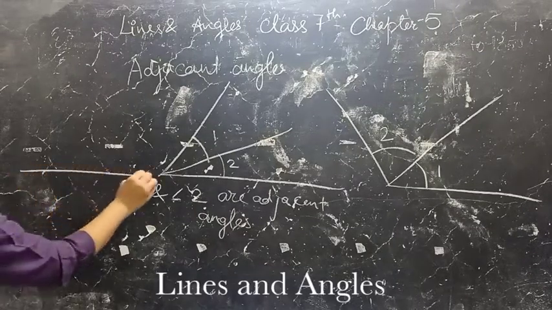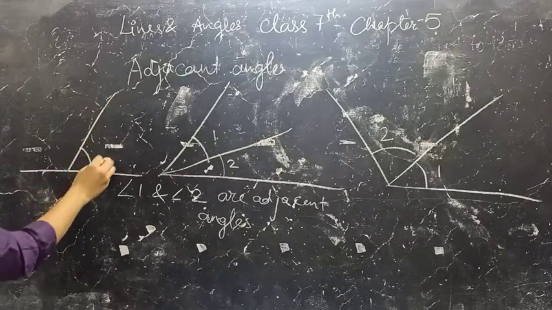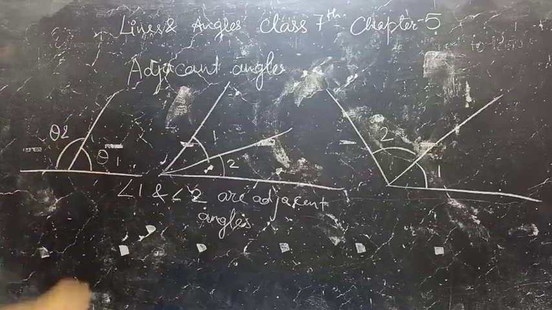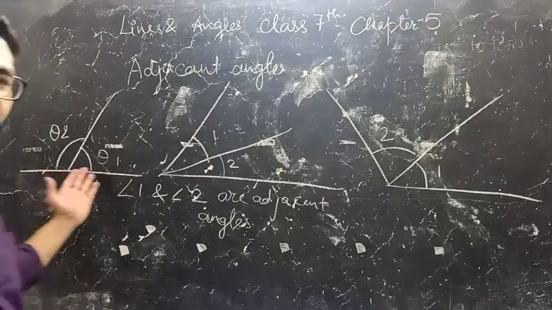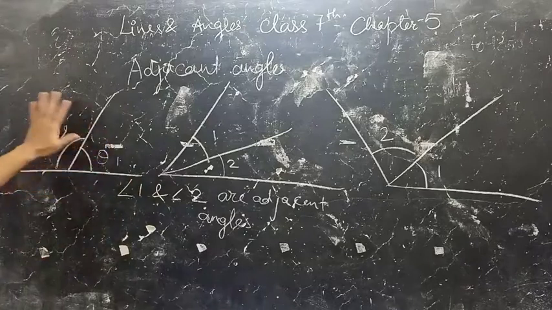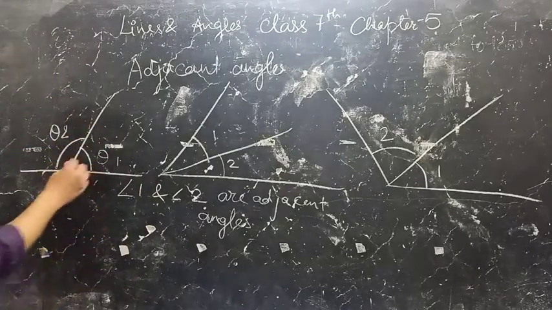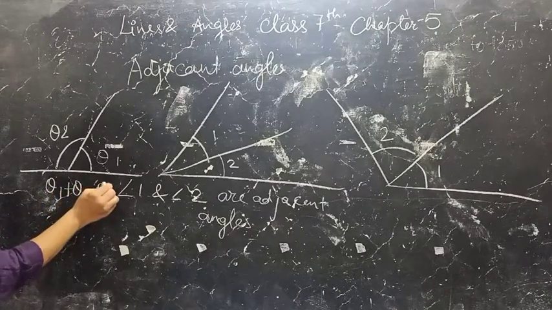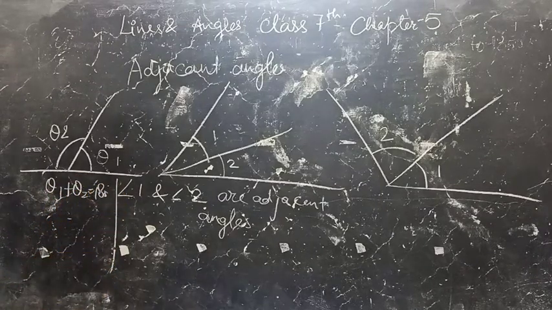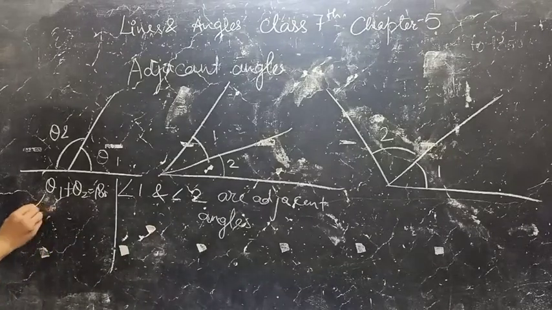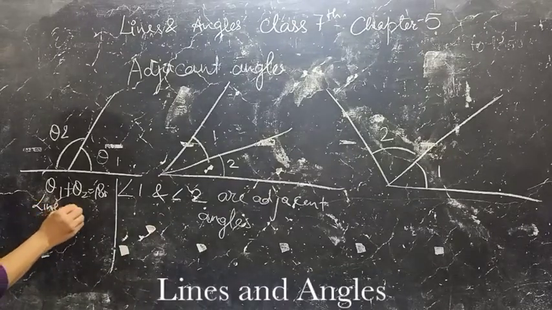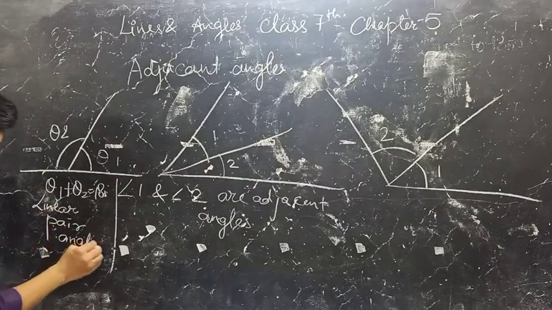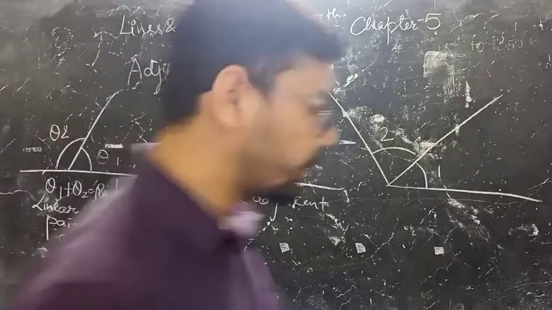And you can form like this. Let's say this is theta 1, let's say this is theta 2. So even these are adjacent angles. These are also forming a linear pair. This is especially a linear pair where the sum of theta 1 plus theta 2 is equal to 180 degrees. Okay, these are forming linear pair angles. Note it down fast.